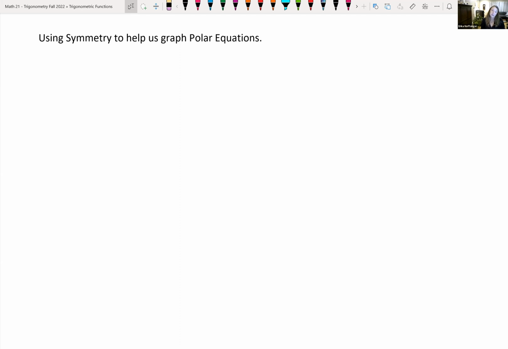Now in this video, we're going to use symmetry to help us graph polar equations. So recall we could use symmetry to help us graph equations that are in the rectangular coordinate system. Using symmetry is helpful in the fact that you know what it's symmetrical to, and we would have double the points knowing that it's symmetrical. So let's look at symmetry.